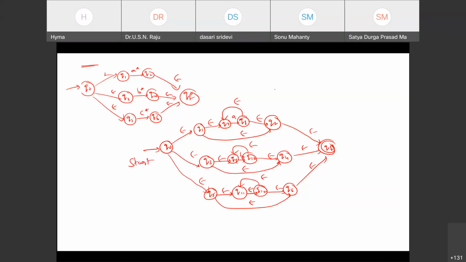Now this will accept only those strings in the form A star, B star, C star. So what is the language accepted by this? Can you tell me, what is the language generated by this expression? Of all strings with any number of A's, number of B's. Is ABC part of this language or not? Yes, sir.